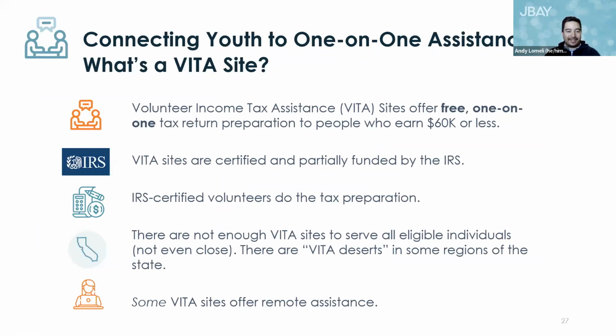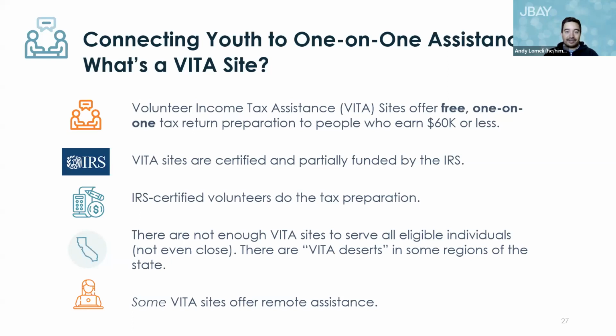All right, so what is a VITA site? A VITA site is a Volunteer Income Tax Assistance site that offers free one-on-one tax return preparation to people who qualify, and those are folks that earn $60,000 or less. Importantly, every single VITA site is certified by the IRS. It is partially funded by the IRS, and volunteers are required to be IRS certified. They go through a very specific training that is prepared by the IRS.